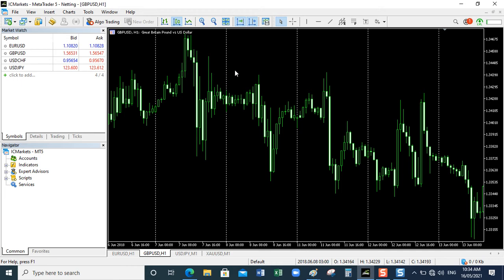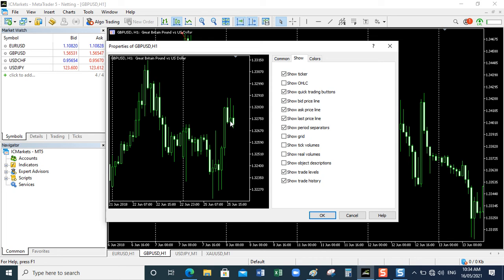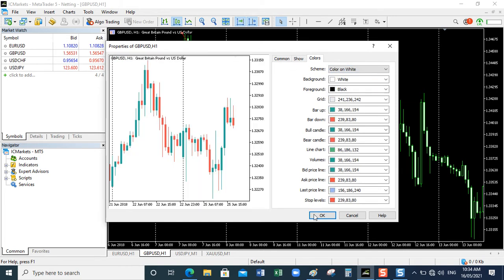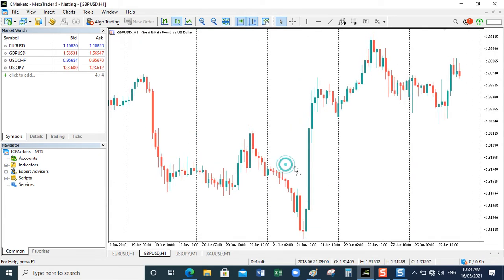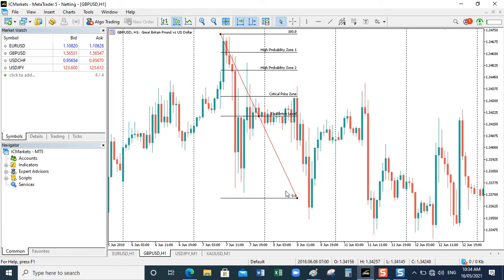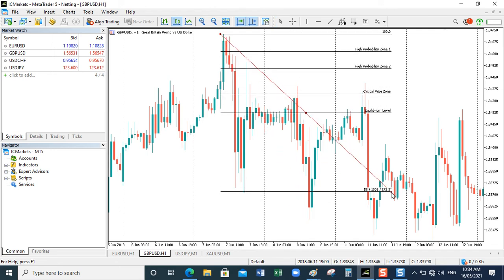So let's get the Fibonacci level of this place. Let me try to change the color properties. Change the color, show period separation, show grid, no color, we change to white. So you can see that on one level.